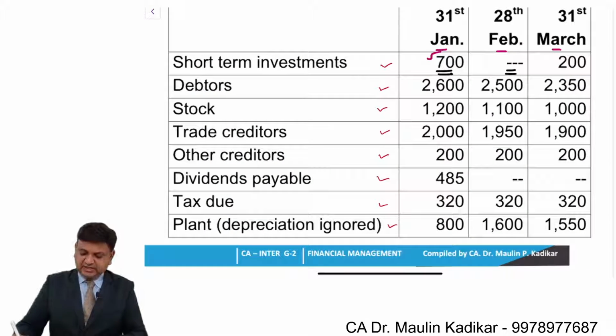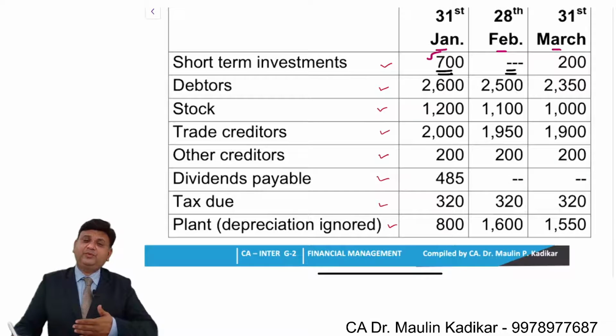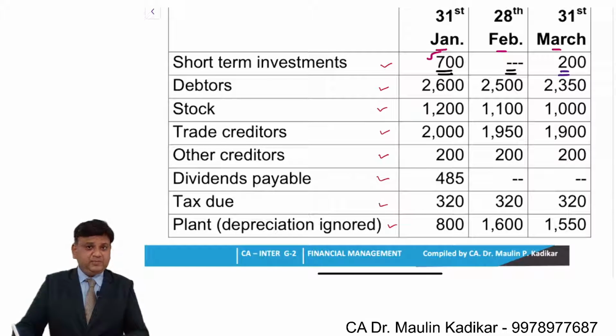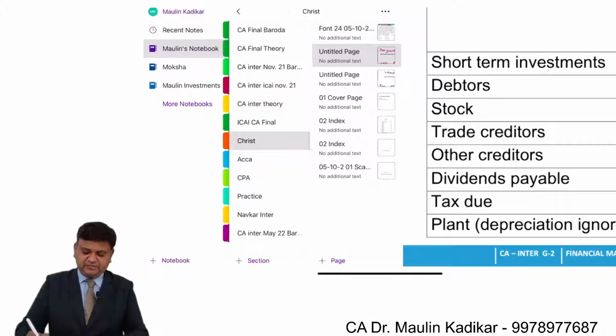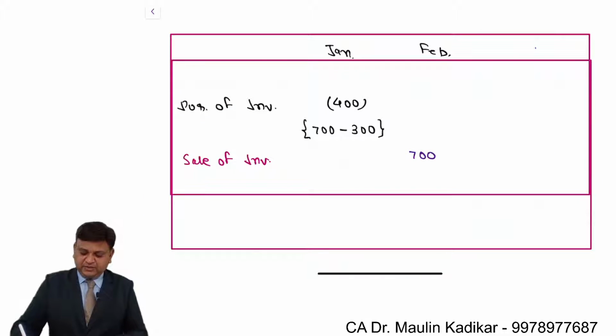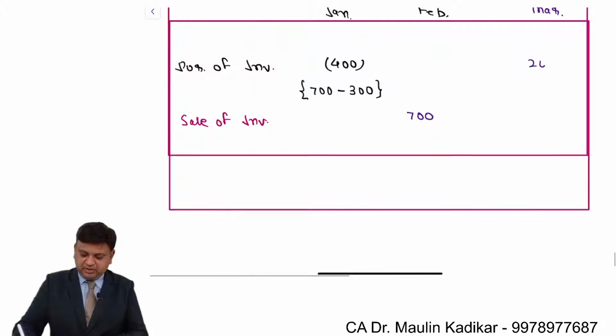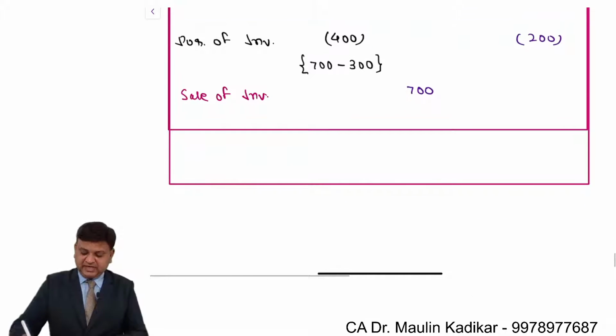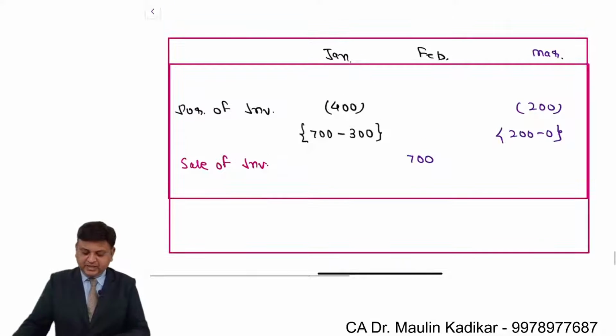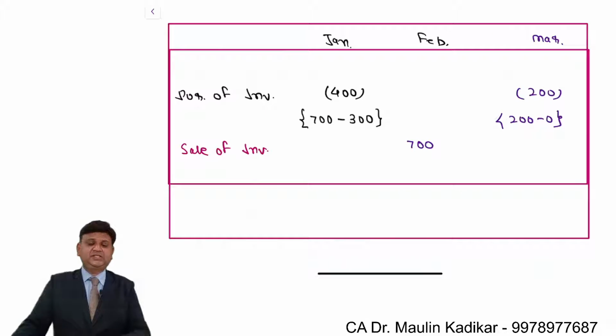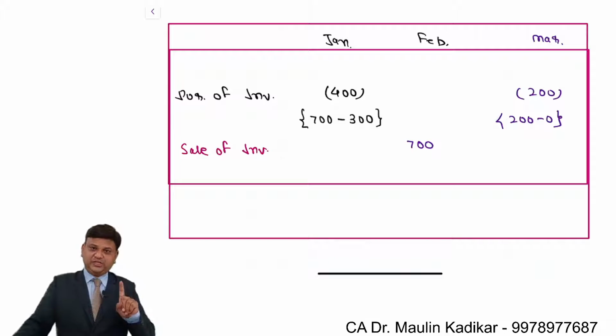Then you can see that at the end of February it was 0, and on 31st of March it is 200. It means again there is purchase of investment by an amount of rupees 200. So in the month of March it is 200. How is it calculated? It is 200 minus 0. These are the transactions we have entered upon with respect to the investment for January, February and March.